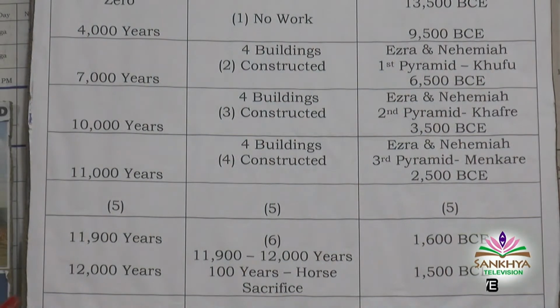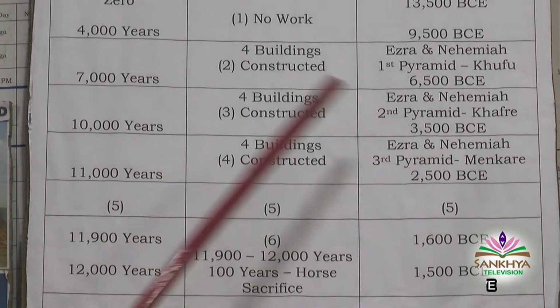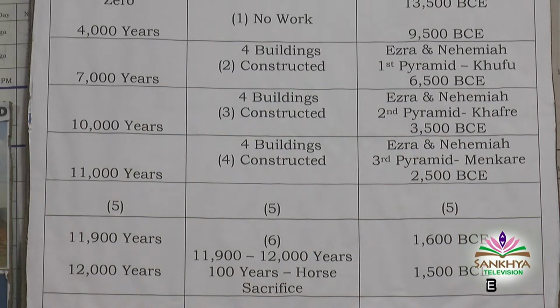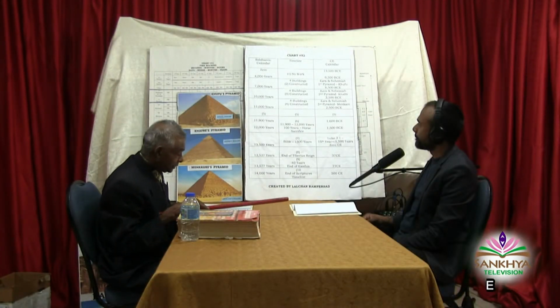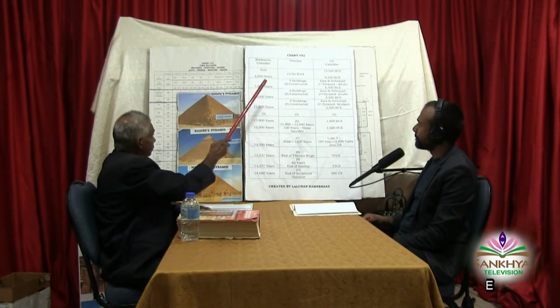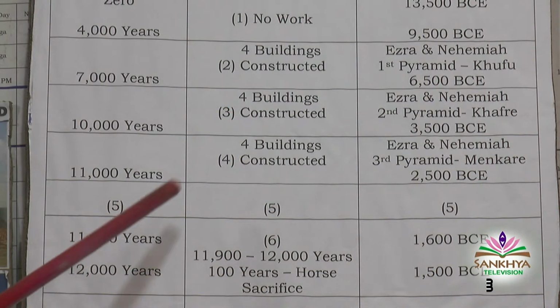Now Ezra and Nehemiah present the second pyramid, Khafre. This is Khafre pyramid here. Completed in 3,000 years. Ramcharita Manasa shows same pattern, but they are constructing 4 buildings of the 12. So that is why I have 4 buildings here. Of 12 were constructed in 3,000 years.